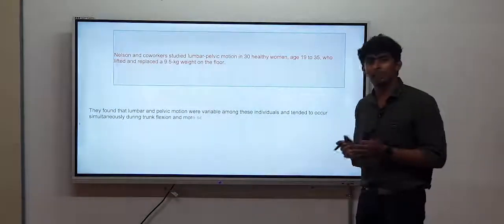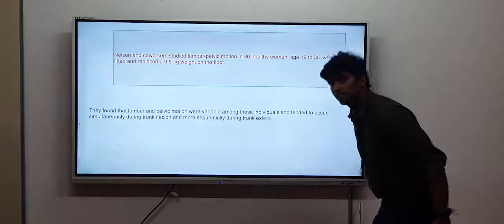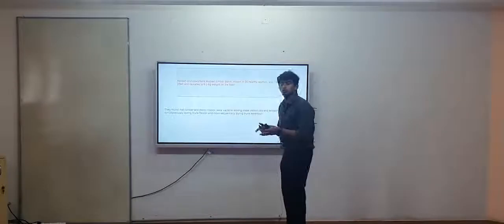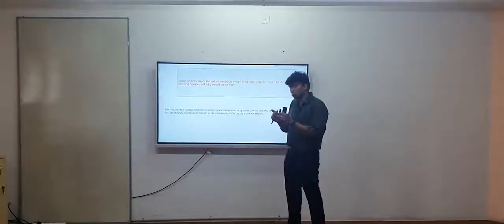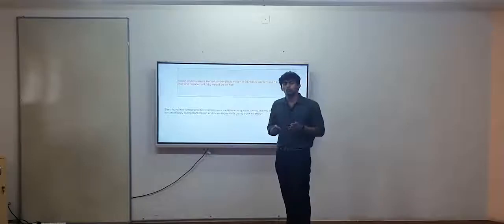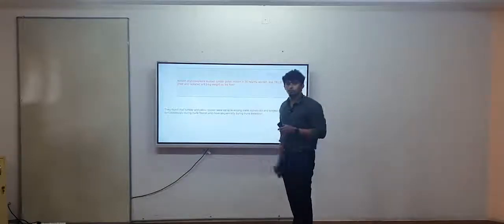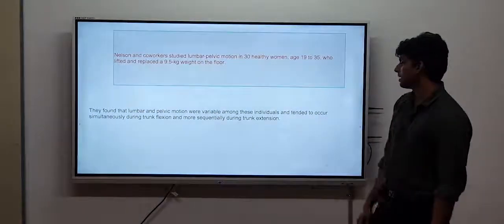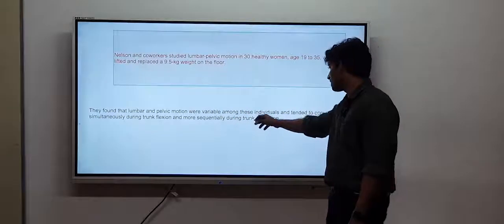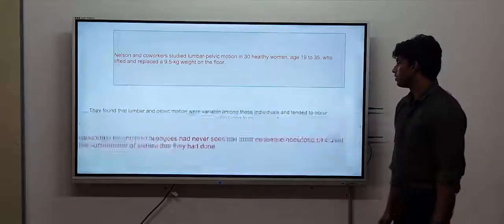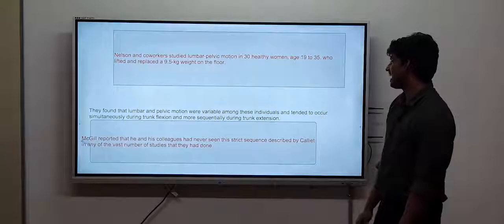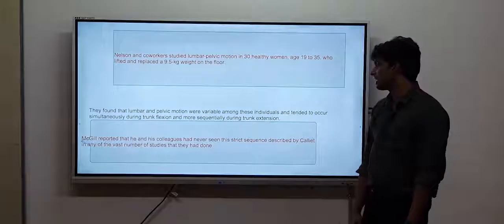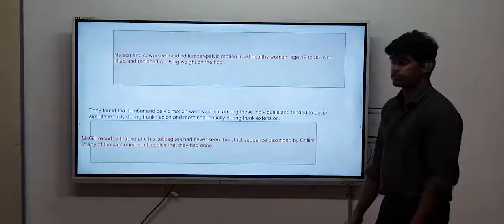So if I am doing a lumbar flexion, automatically the pelvis also has to contribute. That is what we call lumbopelvic rhythm, that we will be discussing in the coming slides. So it is variable among individuals and tended to occur simultaneously during trunk flexion and more frequently during trunk extension. McGill reported that he and his colleagues had never seen this strict sequence described by Cailliet in the vast number of studies that they had done.